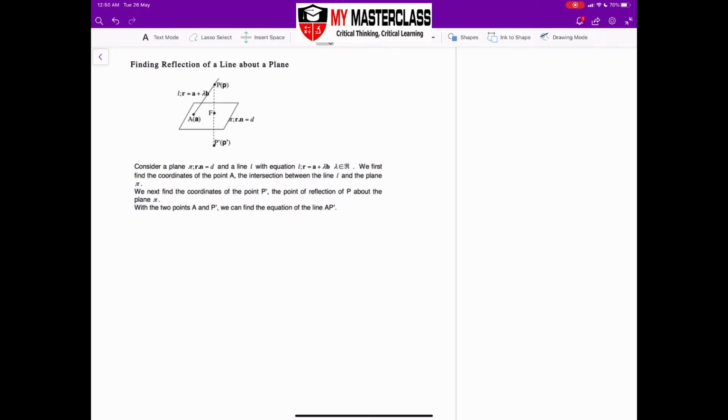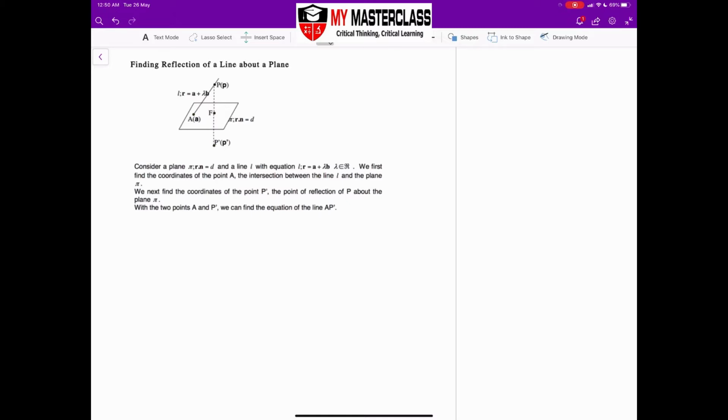Okay, the next part over here, we're actually finding the reflection of a line about a plane. Take note, this concept is highly tested in your school exams. The reason is that this concept tests you on almost everything in vector 3. They test you on finding the intersection between a line and a plane, finding the foot of perpendicular, finding the point of reflection about a plane, and so on and so forth.